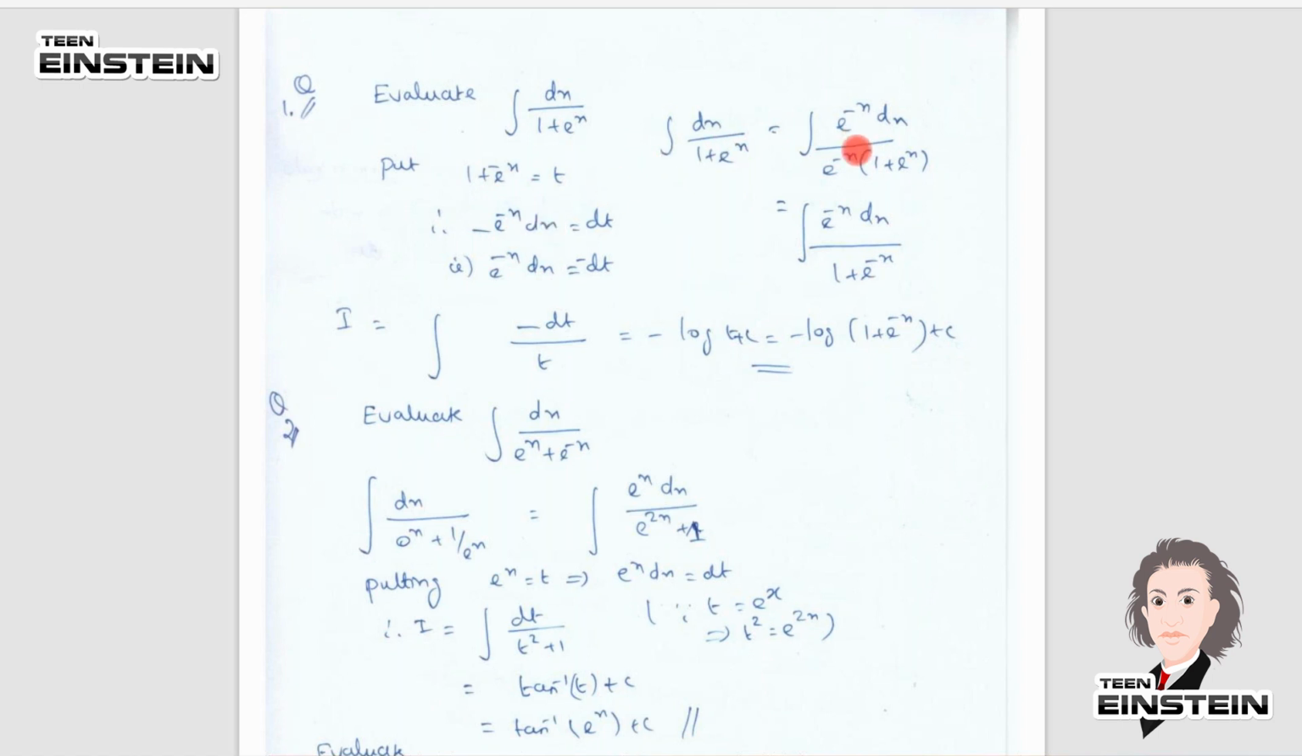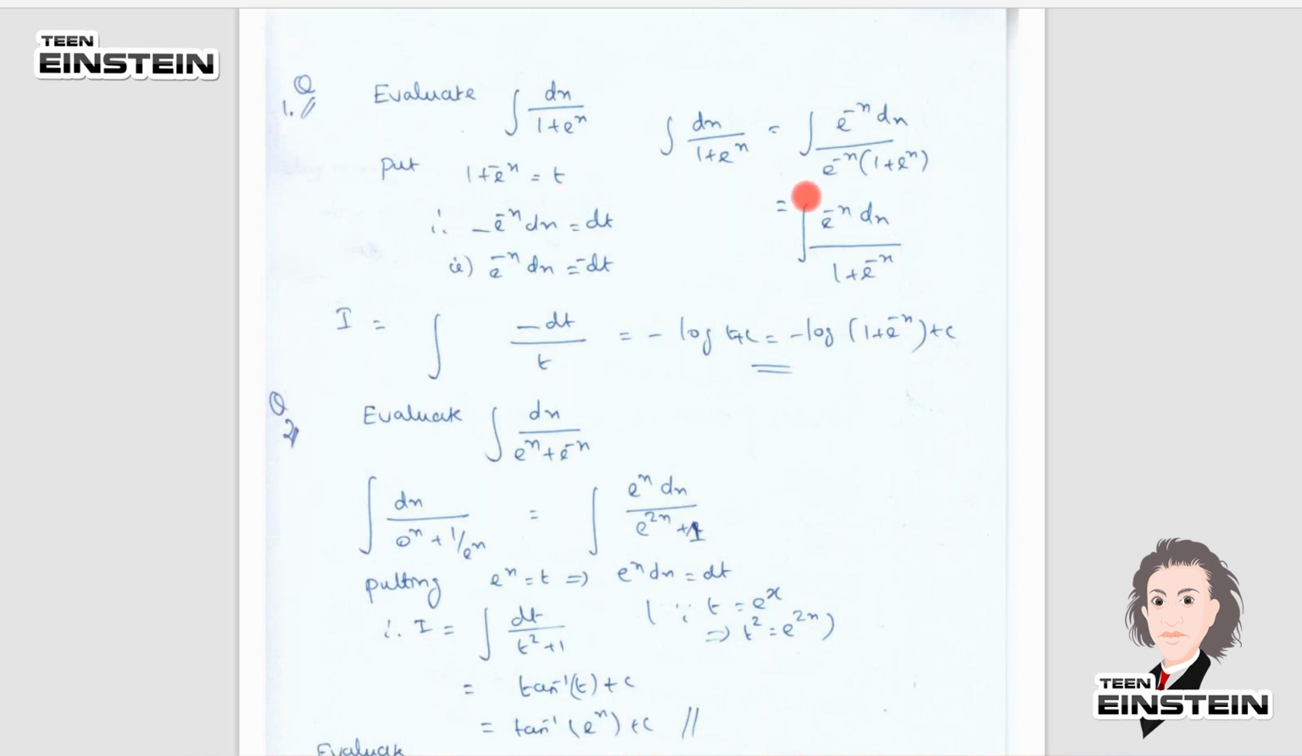Okay, e power x plus e power 2x. We cannot change the given function in terms of t completely. We cannot transform the given function of x in terms of t here. So we are multiplying the numerator and the denominator by e power minus x. This is the correct substitution: 1 plus e power minus x equal to t.